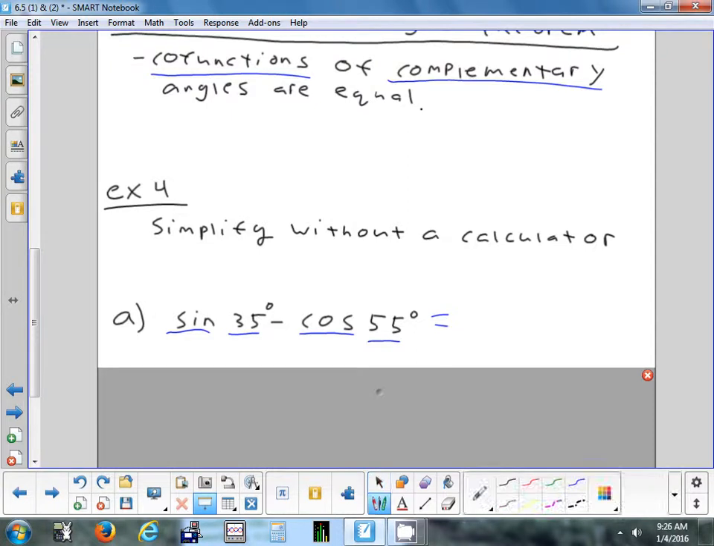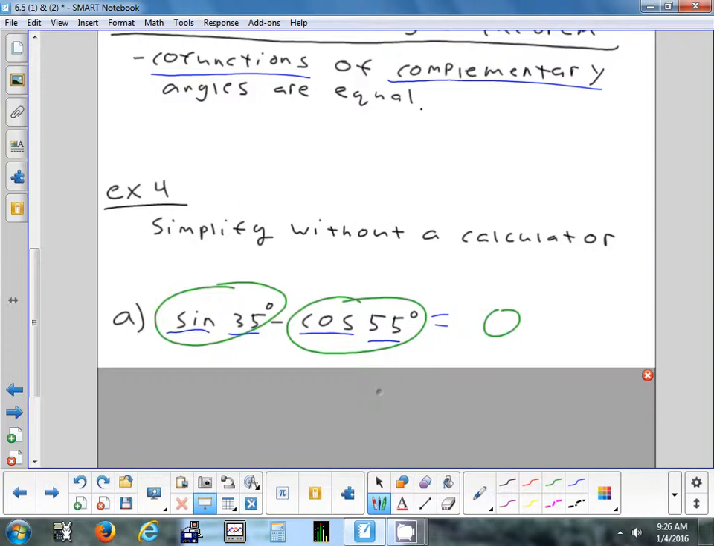So what do I know about this and that? They're what, Jamie? They're equal. Whatever the first thing I circled in green is, it's exactly equal to the second thing I circled. So what do you get when you subtract these two things? 0. That's it. And that only worked because I had cofunctions and complementary angles.